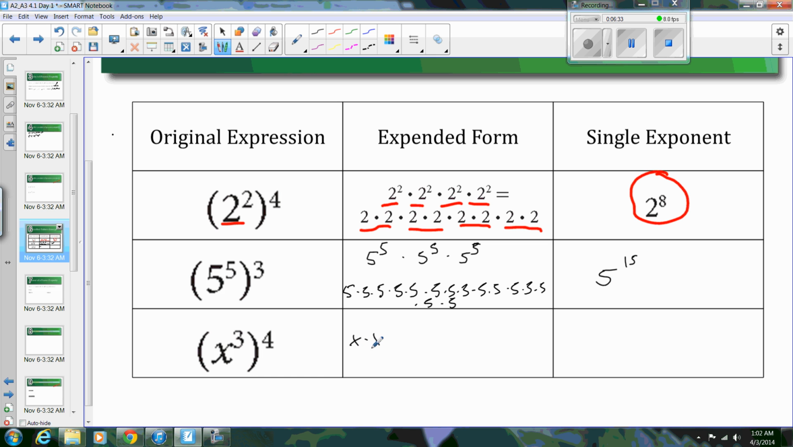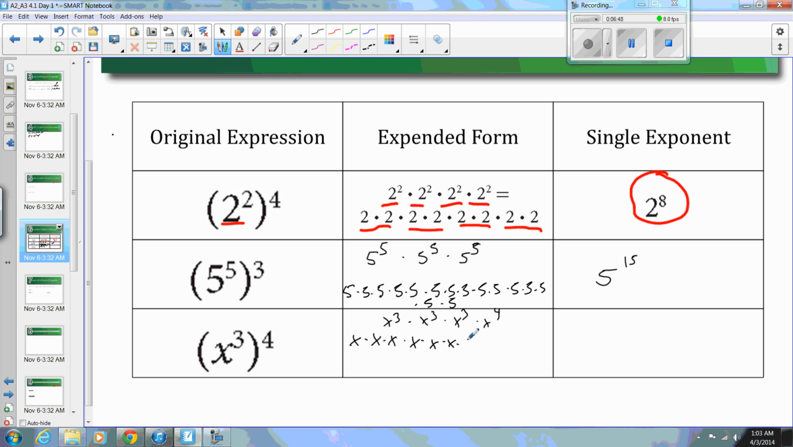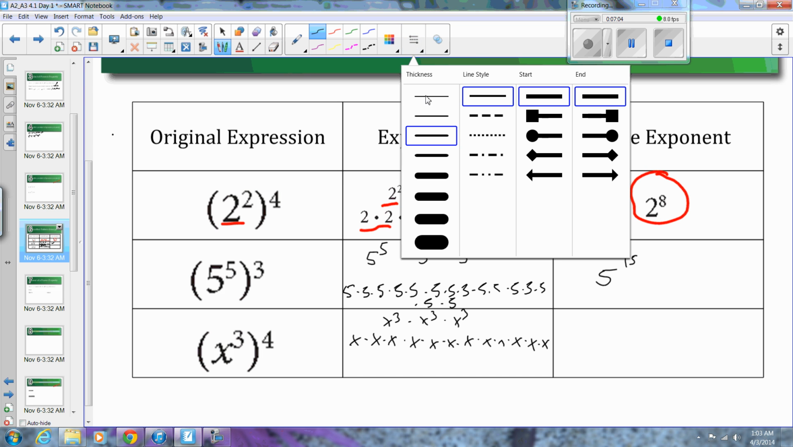Same thing with x to the 3rd power. Let me write this up here, actually. This is really x cubed times itself 4 times. So that's this x cubed, x times x times x, a second x cubed, x times x times x, a third x cubed, and then a 4th. How many total x's are there here? Whoops, that's not x to the 4th power. That should be x cubed. Let me rewrite that.